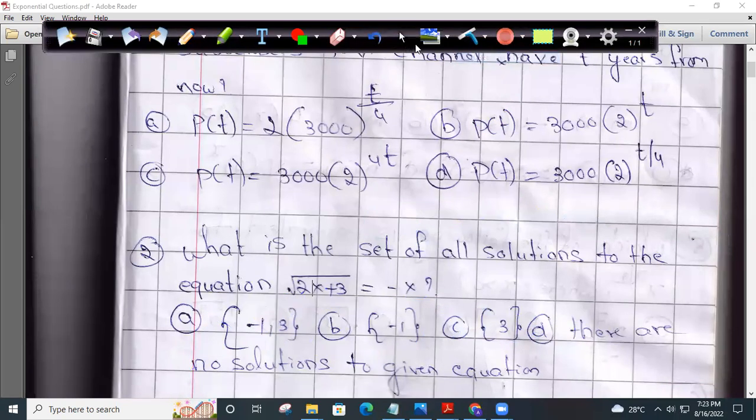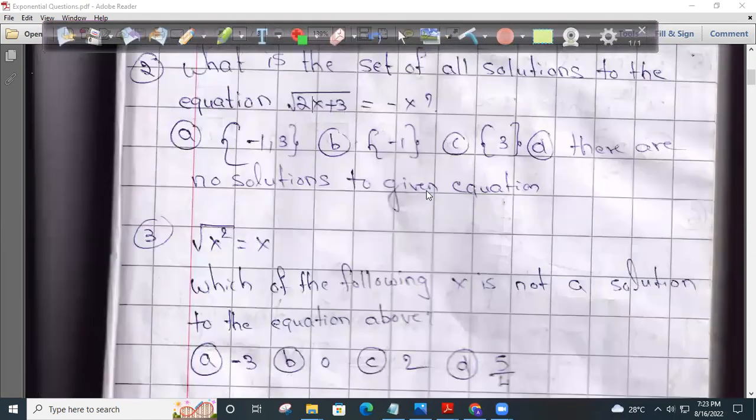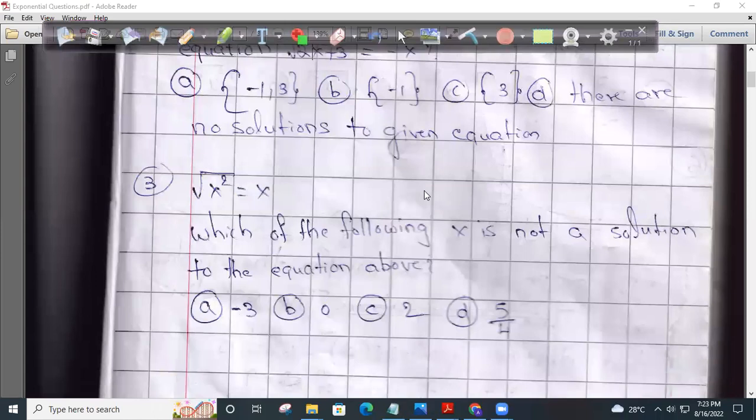Okay. Let me do one more question with you. With the concept that I explained right now, let me see how many of you have understood. Try to give me the answer for question number 3.